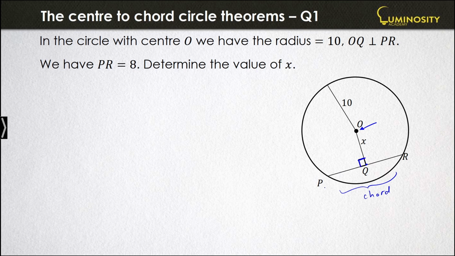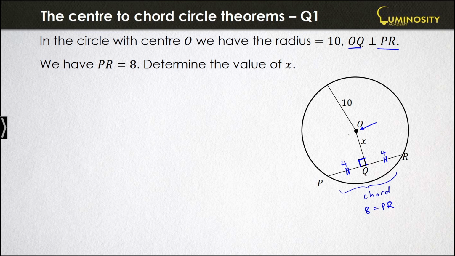So now we can use the first theorem that says a perpendicular line, OQ, from the center of a circle to a chord bisects the chord. So therefore the length of PQ must equal the length of QR. But we were given the length of the total chord PR as 8 units. So therefore half of that means that this must be 4 units and this must be 4 units.